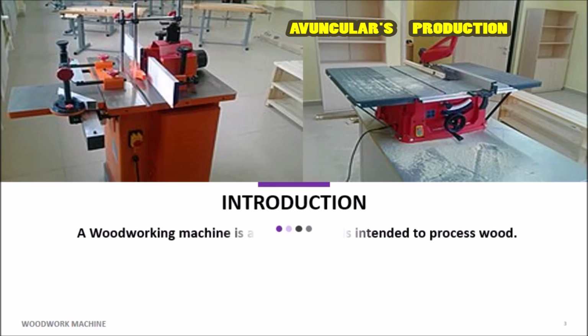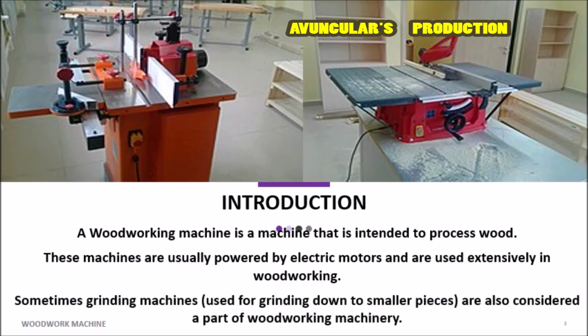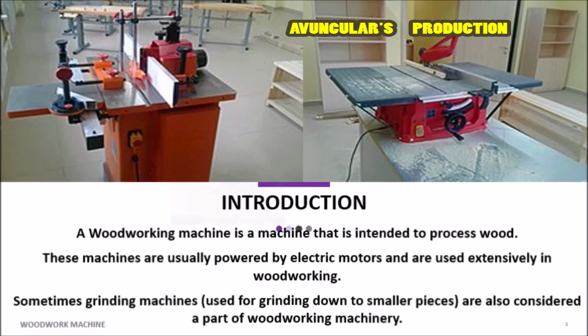Introduction. A woodworking machine is a machine that is intended to process wood. Now, these machines are usually powered by electric motors and are used extensively in woodworking. Sometimes grinding machines used for grinding down to smaller pieces are also considered a part of woodworking machine.